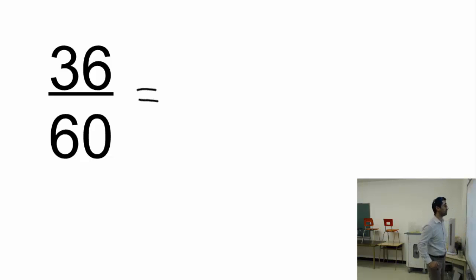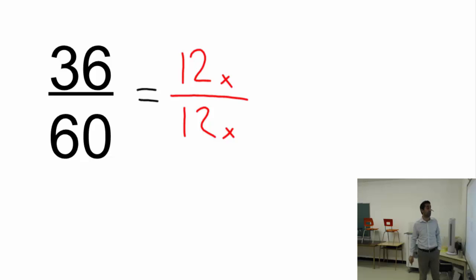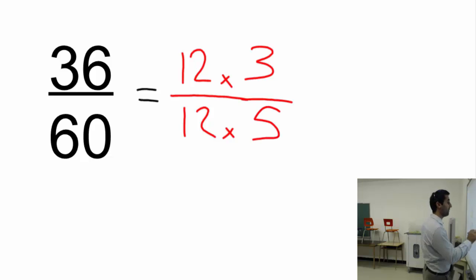So let's change the color here. So 12 times what will give me 36? In other words, what is 36 divided by 12? That is 3. So 12 times what will give me 60? In other words, 60 divided by 12, that is 5.